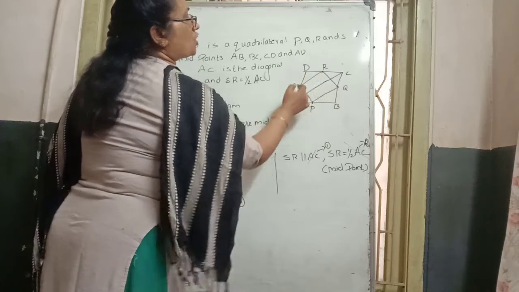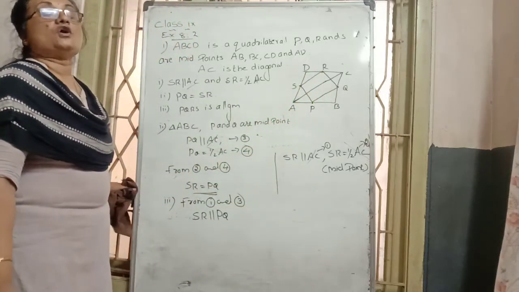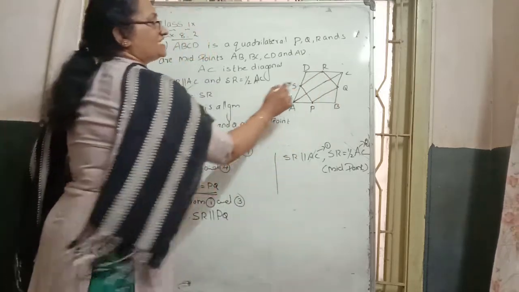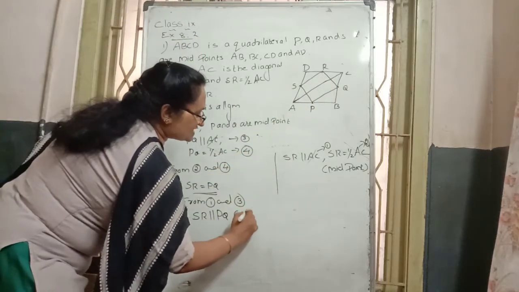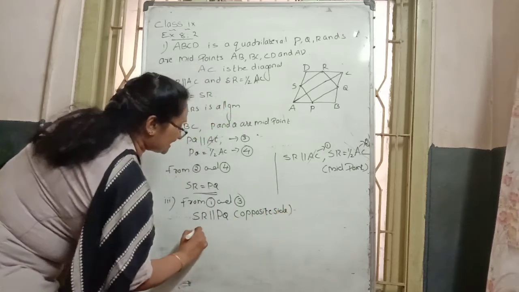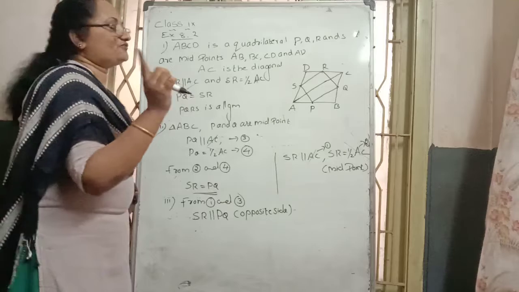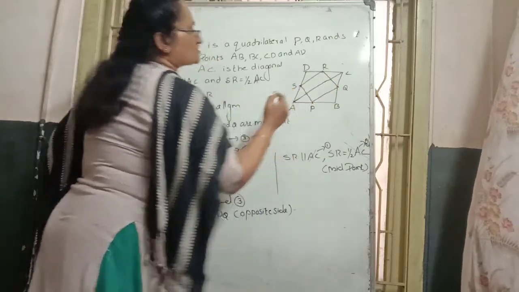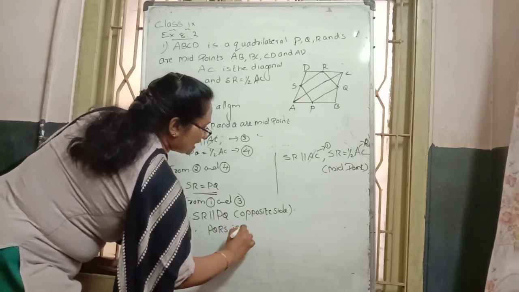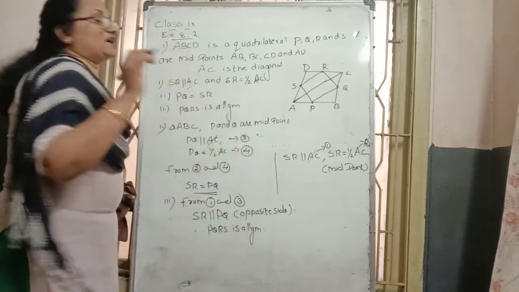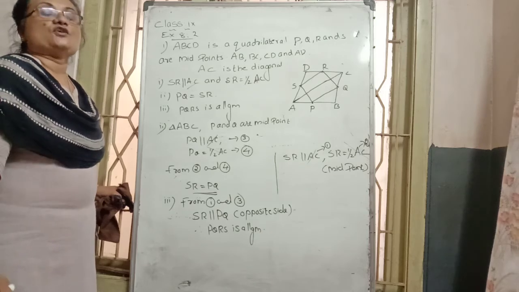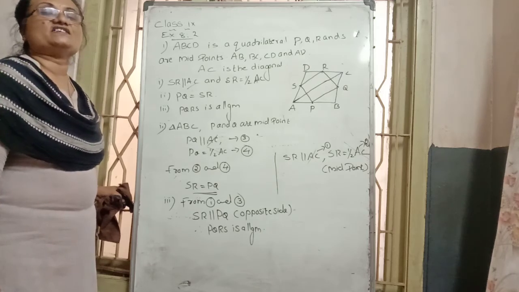SR and PQ are a pair of opposite sides of the quadrilateral PQRS. That's why we can conclude, one pair is enough, that the PQRS quadrilateral becomes a parallelogram. Therefore PQRS is a parallelogram. We proved that it becomes a parallelogram, because SR and PQ are opposite sides that are equal and parallel, and such a quadrilateral we call a parallelogram.